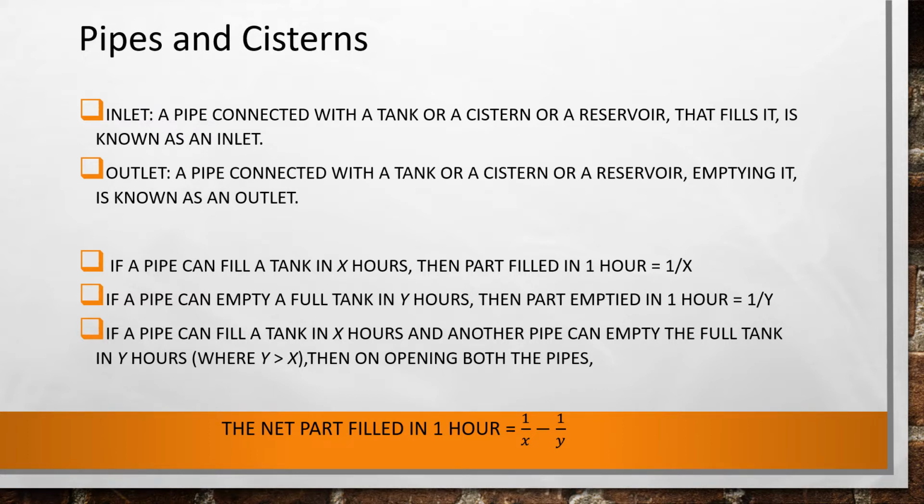Similarly, you have one more point. If a pipe can fill a tank in X hours and another pipe can empty the full tank in Y hours, such that X is greater than Y, then the net part emptied will be given by 1 by Y minus 1 by X. So now let us go to the questions.